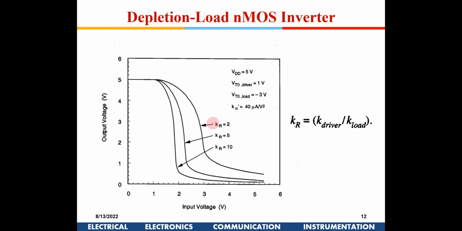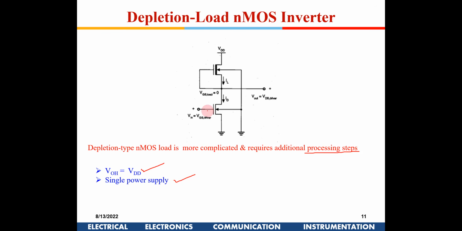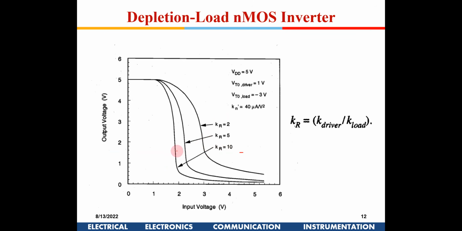Now if you see here, it is K driver by K load. So this is the curve you will get. KR is nothing but K driver by K load. K driver means, if this is stronger, W by L is stronger, it will keep moving toward the left. It will get switched faster. So it will keep moving like this. Is this clear?